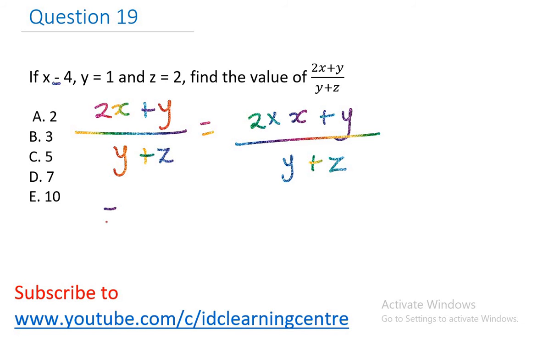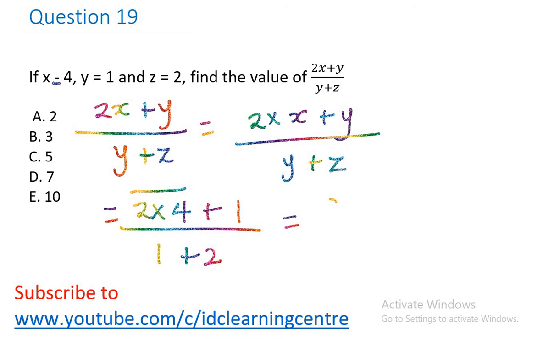In the question, x is 4. So 2 times, so you have x, replace it by 4, plus y is 1, put 1. Y plus z, y is 1, don't forget, and z is 2. 2 times 4 is 8. 8 plus 1, 9. 1 plus 2, 3. 9 divided by 3 is 3. So the right answer is B.